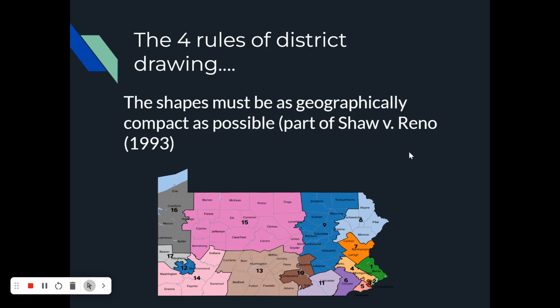All right. The second rule is that the shapes that you draw have to be as geographically compact as possible. This is part of the Shaw v. Reno Supreme Court ruling in 1993. So what does that mean? It just means that you have to do your best to keep the districts as close together as possible. So, for example, District 16 is in the western corner of the state. District 16 doesn't come all the way across into eastern Pennsylvania. The argument would be that the people at one end of the district would be so different from people at the opposite end of the district. So you have to keep them as tight as possible, right?